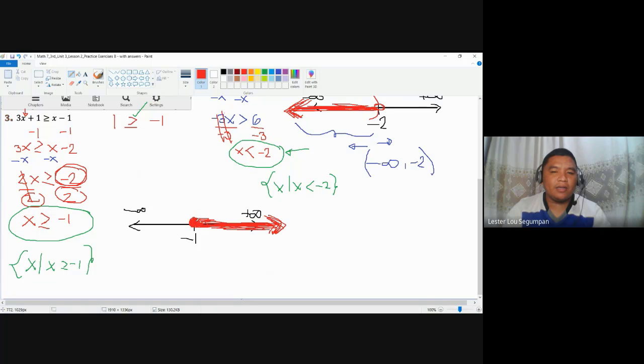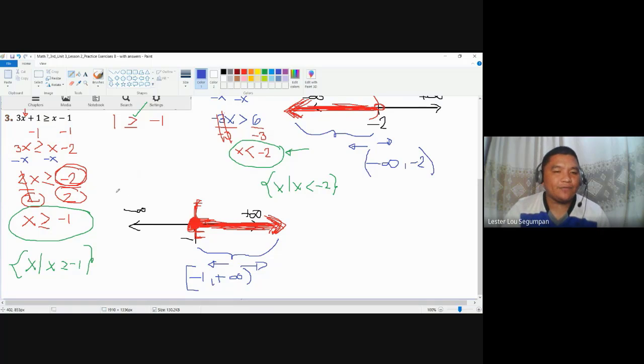So let's just make the circular figure bigger. And then we will use brackets. Okay, that's for your graph. And for your interval notation, to complete this practice exercise B, leftmost portion is negative 1, rightmost portion is positive infinity. Infinity is always open, but negative 1 is included and it should be closed by a bracket. So this is our result for item number 3.